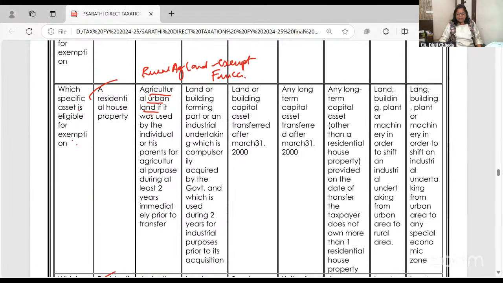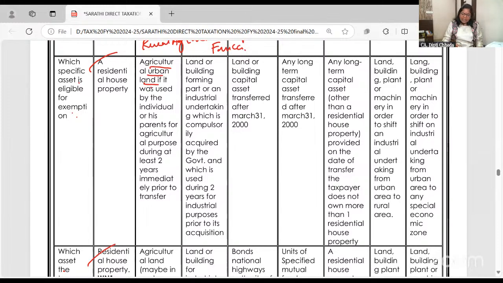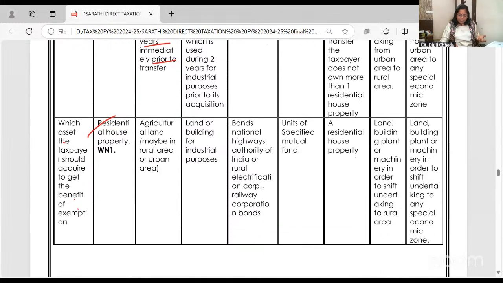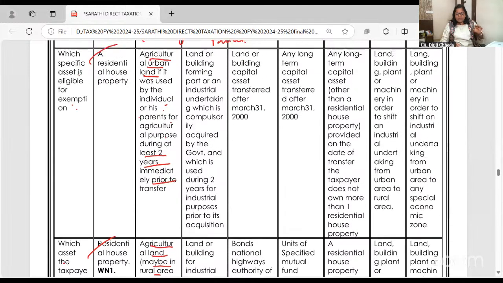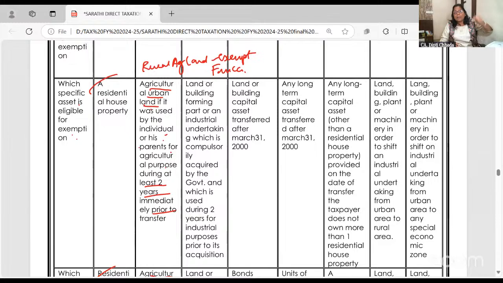No capital gain. Urban agricultural land, if it was used by the individual or his parents for agricultural purpose for at least 2 years. You have an open plot in the heart of the city, you are doing organic farming for the last 2 years, 3 years, and now you are selling. And what should you buy? Agricultural land, which may be rural or urban. You have to sell the agricultural urban land, because on that only capital gain is there.